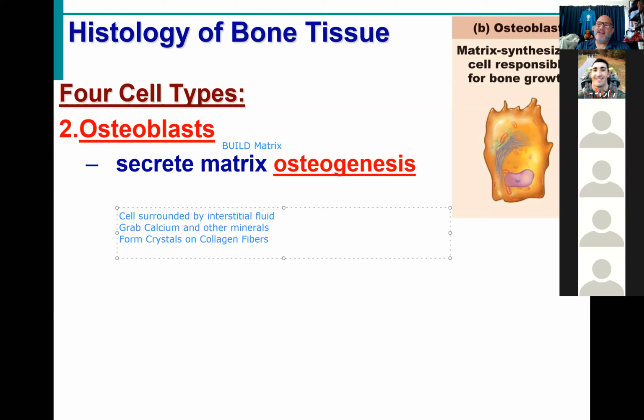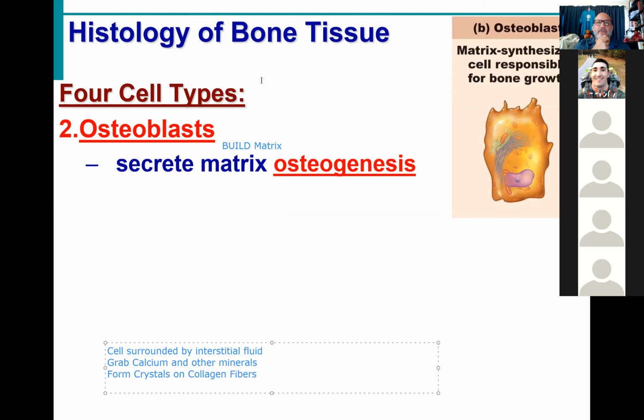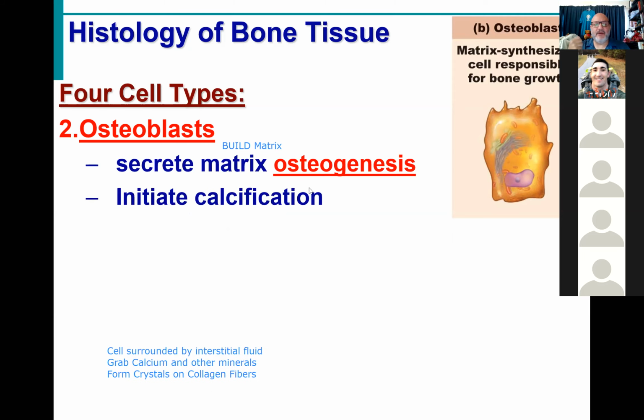So our bone has to have those collagen fibers in it so that those crystals can be formed on there and we can make our matrix. So that is what is going to happen. We initiate that calcification, we make those crystals. All right? Now, here's what happens.